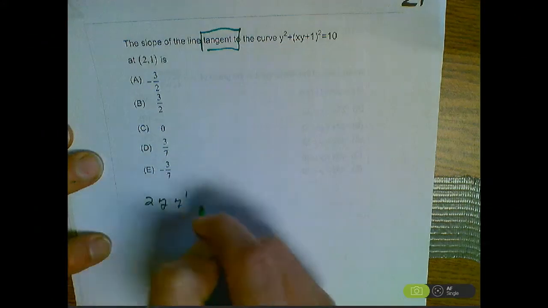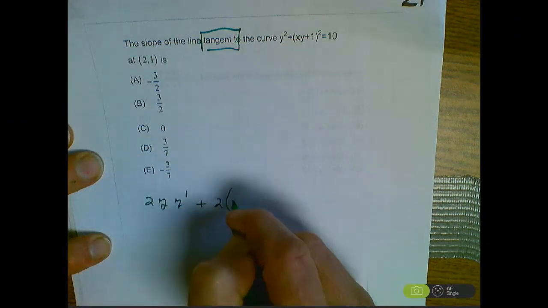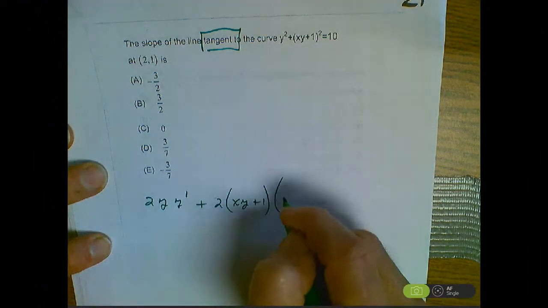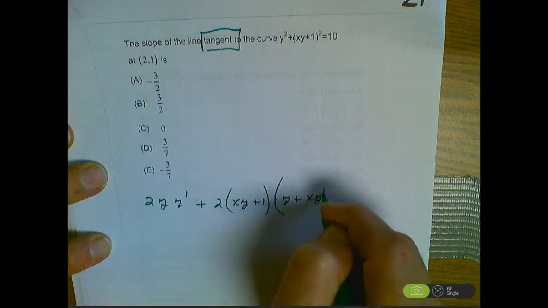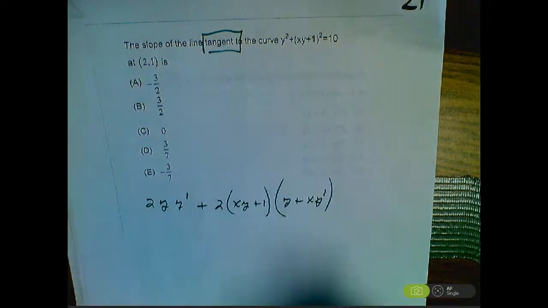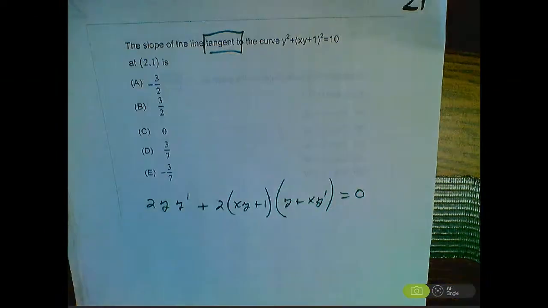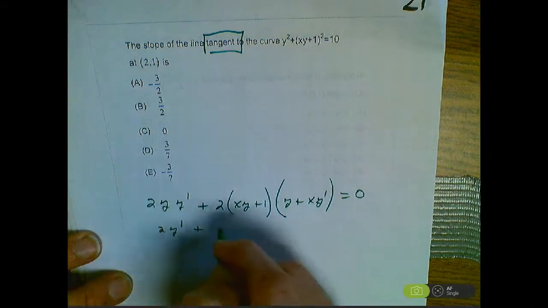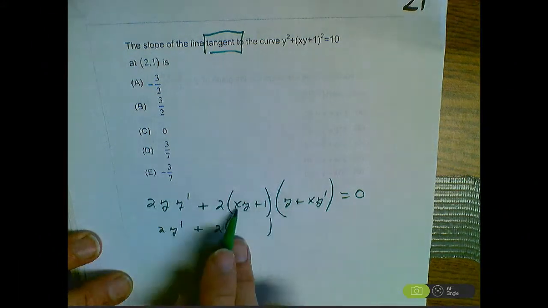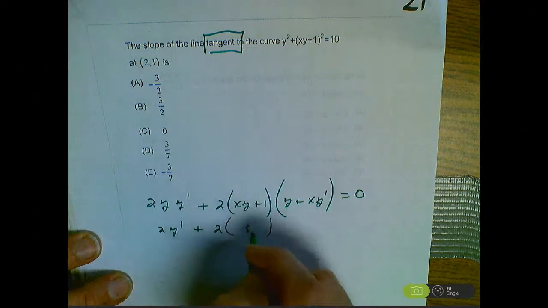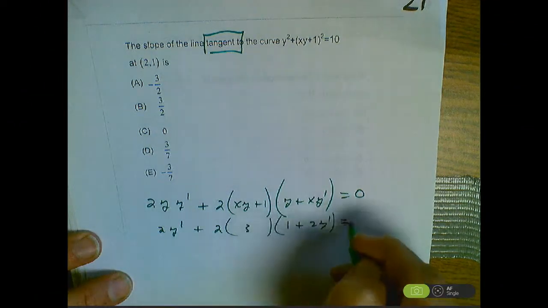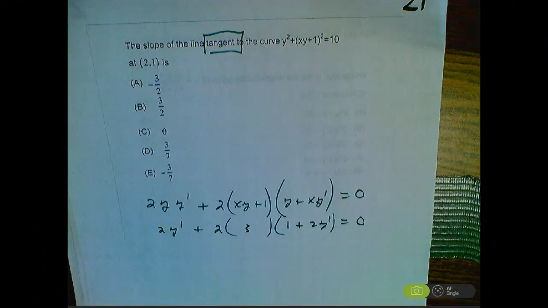2y prime plus 2xy plus 1 times the derivative of the inside, which is y plus xy prime. Derivative of 1 is 0, equals 0. Now it wants to know what's the slope of the line at 2, 1. So y is 1, so this is 2y prime plus 2 times 1 is 2 plus 1 is 3. Okay, this is now 1 plus 2y prime equals 0. Let's see what we could do here.